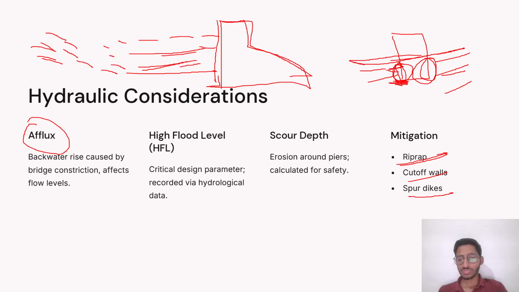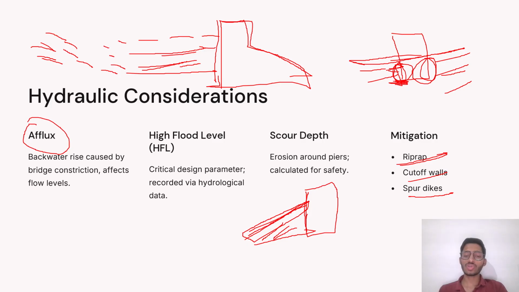Riprap is nothing but providing stones in a triangular manner at the abutment to reduce the scouring action and to enhance the load capacity of that abutment, or to support the abutment. Then cutoff walls are nothing but vertical walls provided to reduce the scouring action on the pier or abutment.